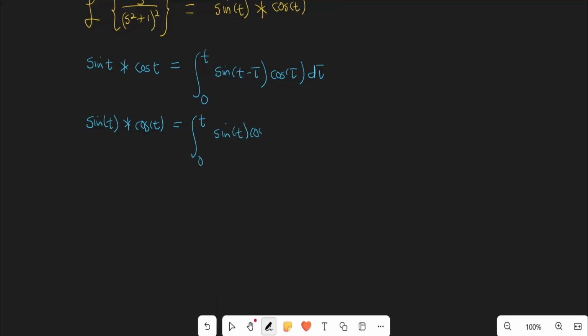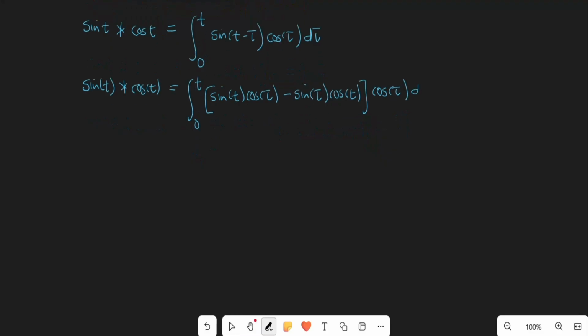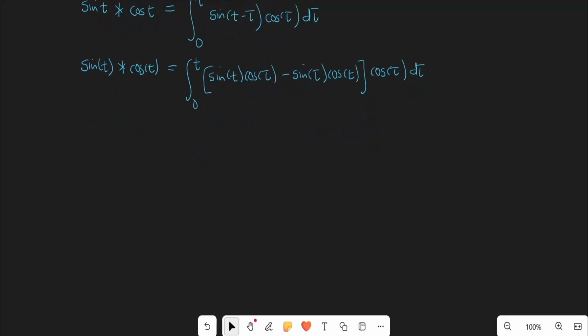And then cosine of tau, right? Minus sine of tau, and then cosine of t, right? All this one is multiplied by cosine of tau. Cool. And then don't forget to bring the d tau. Remember, we are integrating with respect to tau, so everything with t is a constant. So sine of t convoluted with cosine of t, this is equal to what?